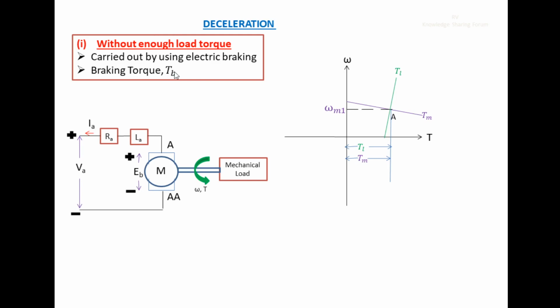But if we have enough load torque, we can just reduce the motor torque to 0, and therefore we can reduce the speed. But here we don't have enough load torque. Therefore we are approaching a technique called electric braking. So how can this electric braking be done?